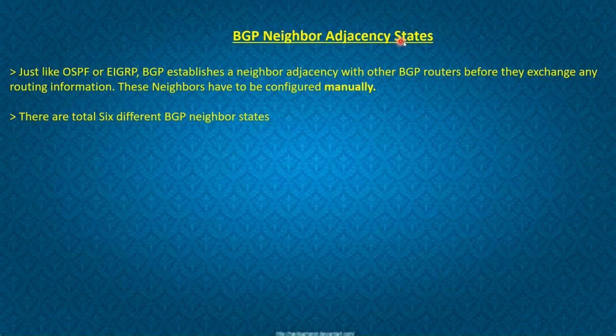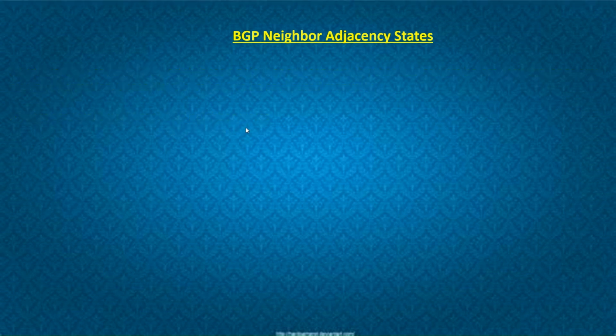BGP neighbor adjacency: just like OSPF or EIGRP, BGP establishes a neighbor adjacency with other BGP routers before they exchange any routing information. These neighbors have to be configured manually. There are a total of 6 different BGP neighbor states.